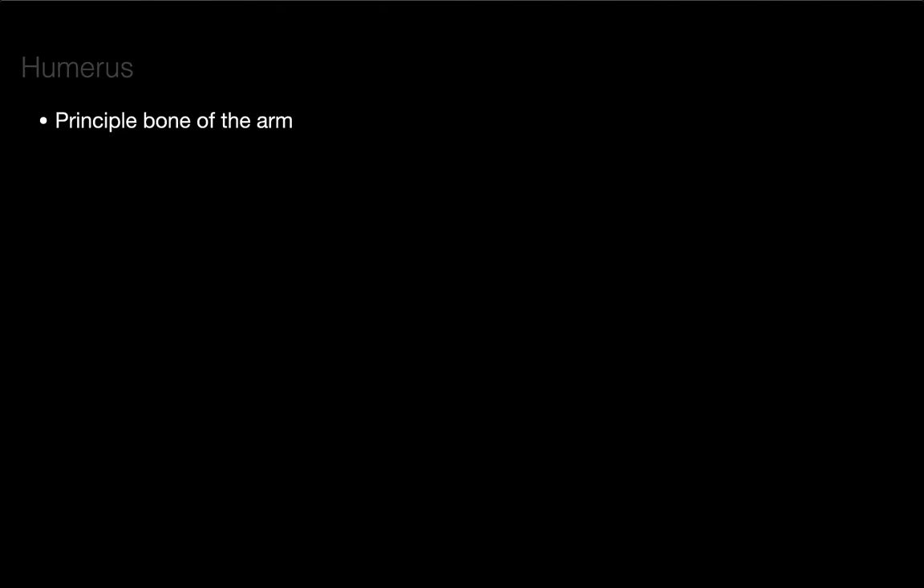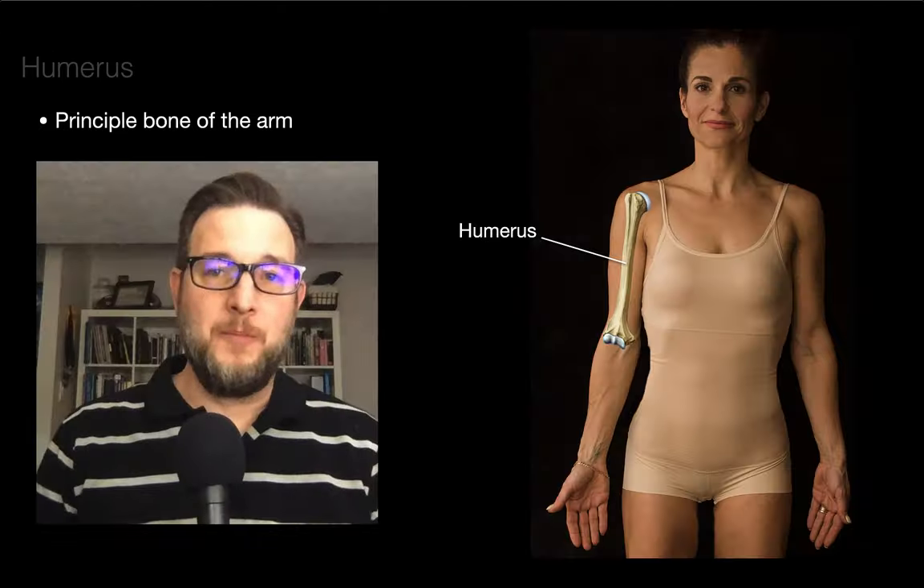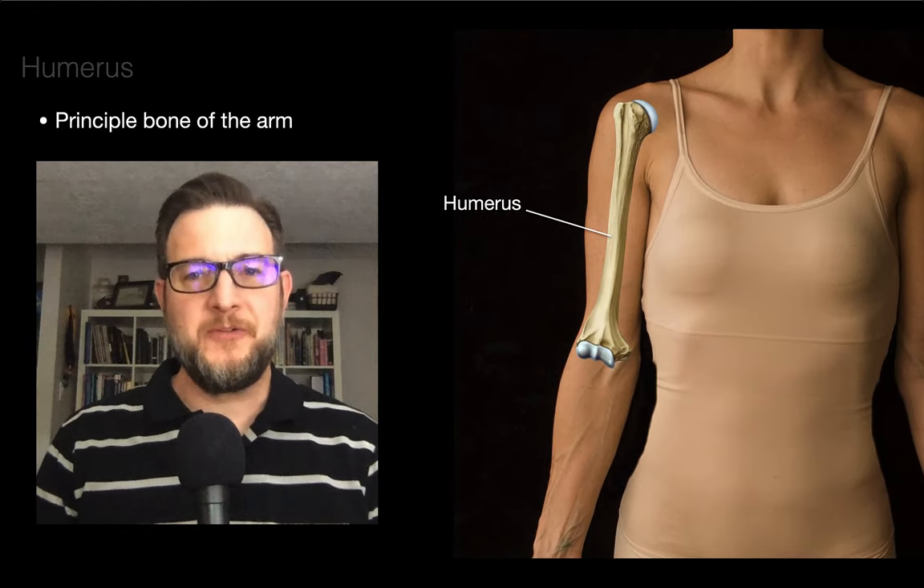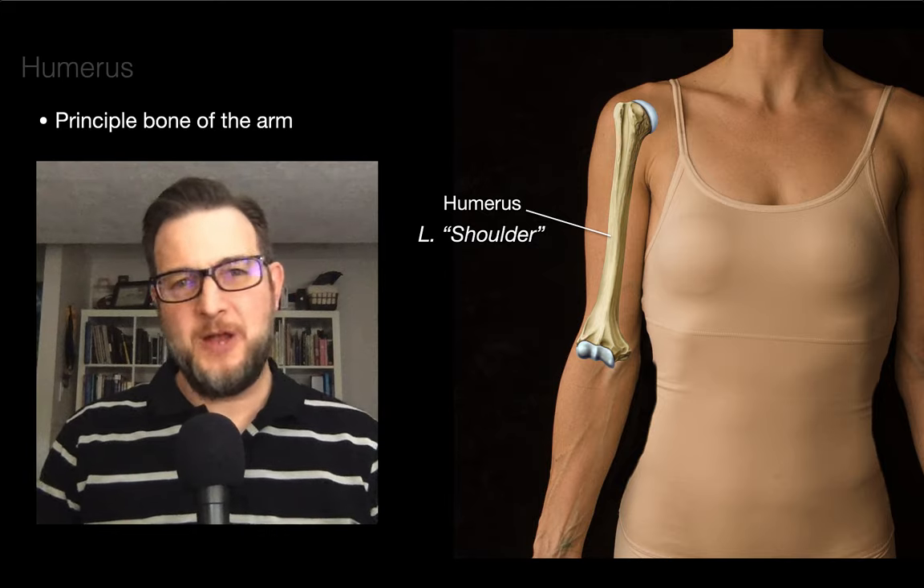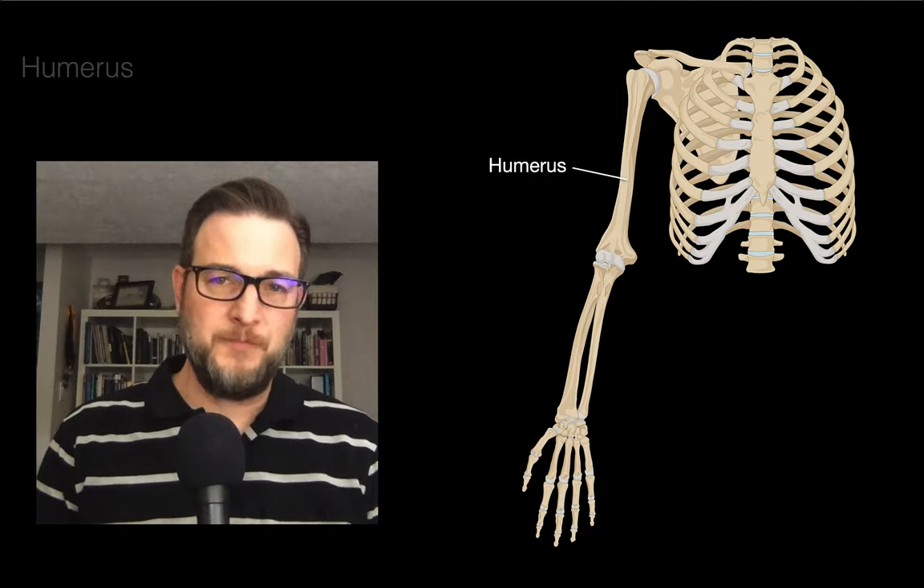So to get started, the humerus is the principal bone of the arm. If we take a look, there it is. The humerus, the principal bone of the arm. And it gets its name because humerus is Latin for shoulder. Not so much funny, but so much shoulder.